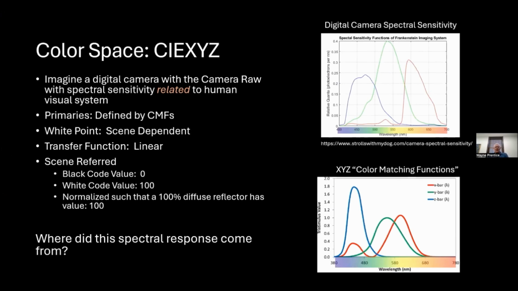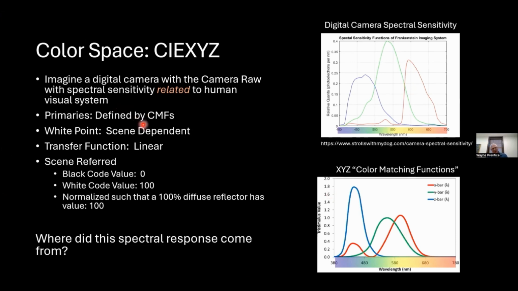Okay, so now we're going to talk about another color space, an input-related color space. We talked about camera raw having these spectral responses. Well, wouldn't it be fun if we had a spectral response that was related somehow to human vision? And here's a set of such spectral responses, and they're called color matching functions. And the primaries are defined by these color matching functions here.